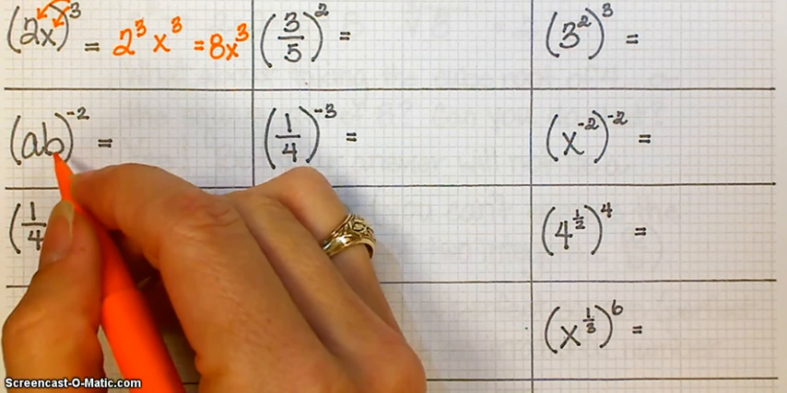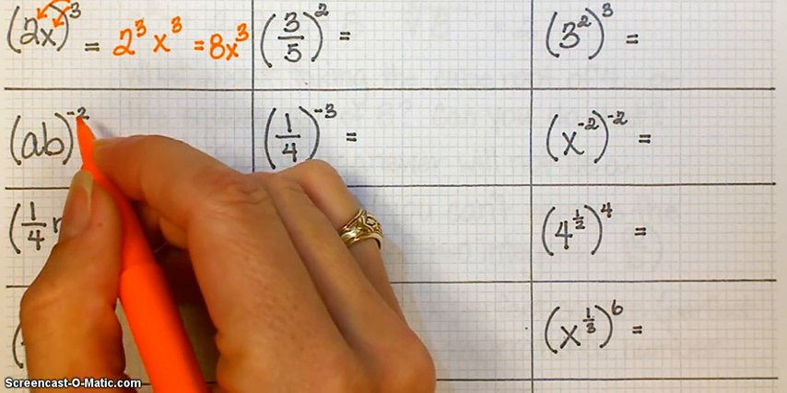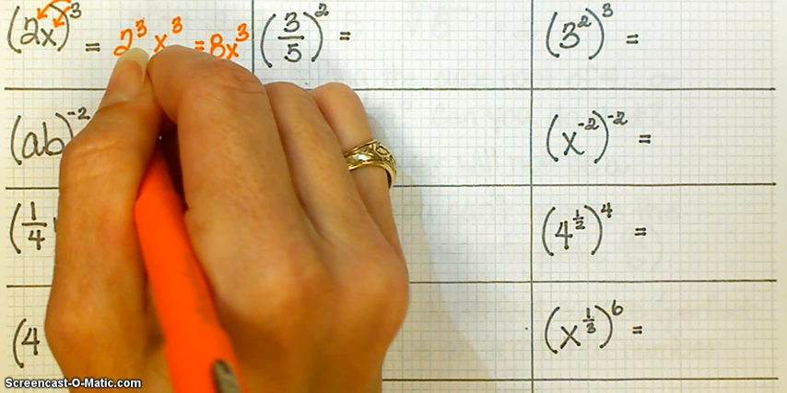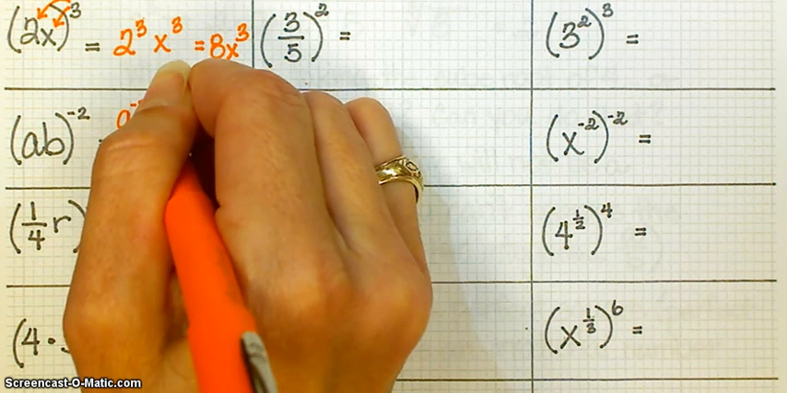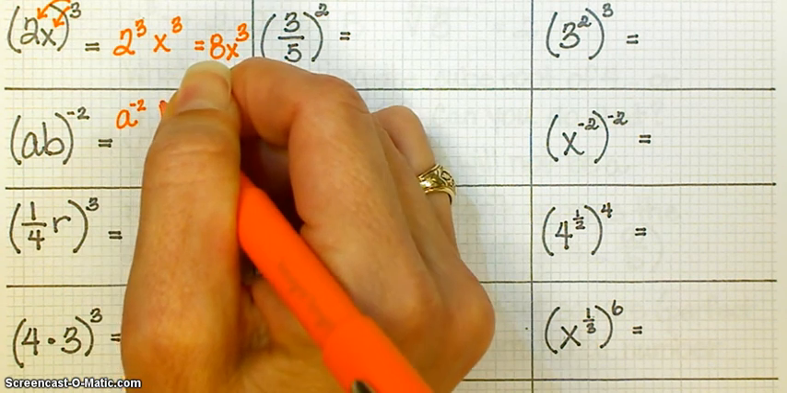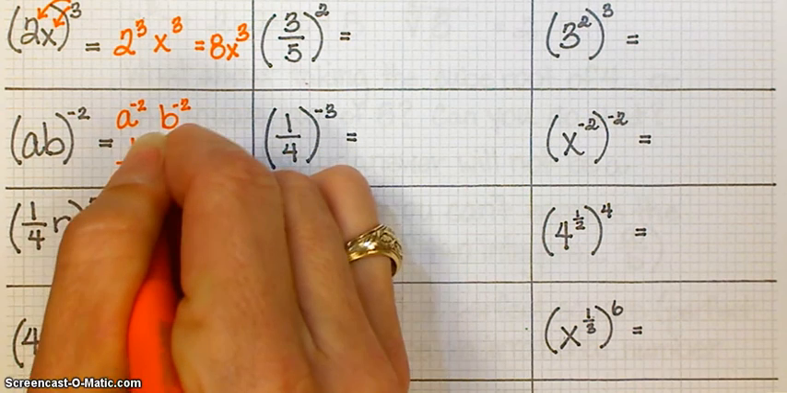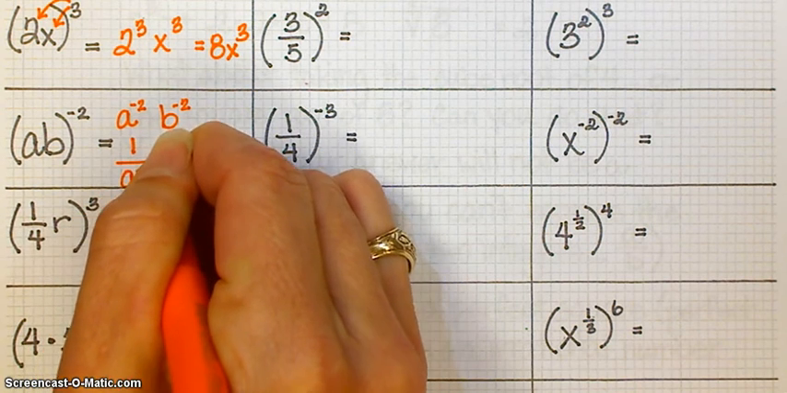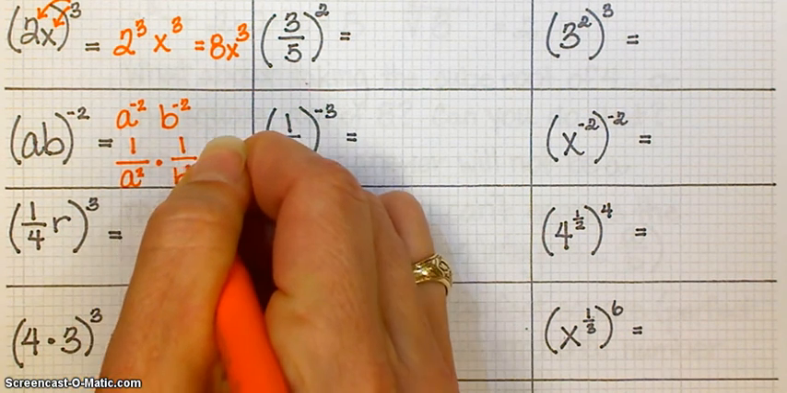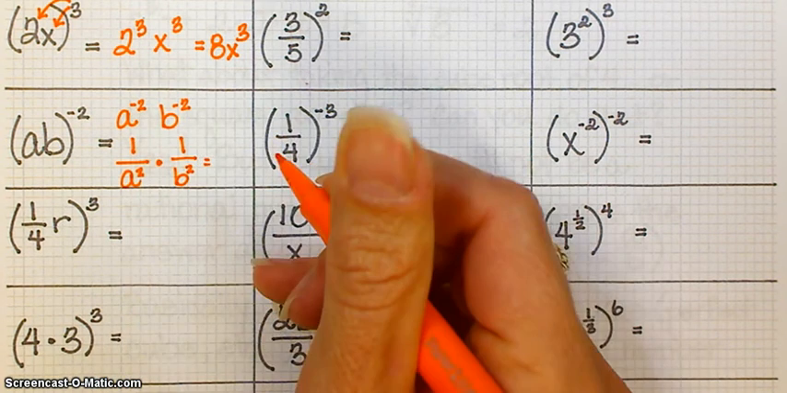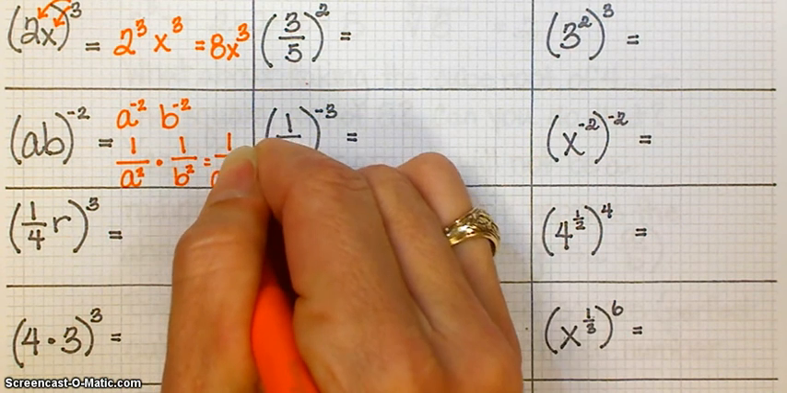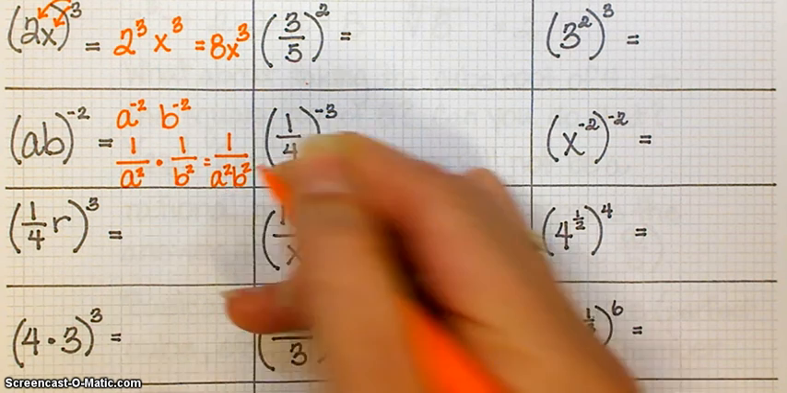A times b in parentheses raised to the negative 2. Well, we can start off with that's a to the negative 2 times b to the negative 2. Remember that a raised to the negative 2 is the same as 1 over a squared. B to the negative 2 is 1 over b squared. So when you finally simplify, you're going to have 1 over a squared b squared.